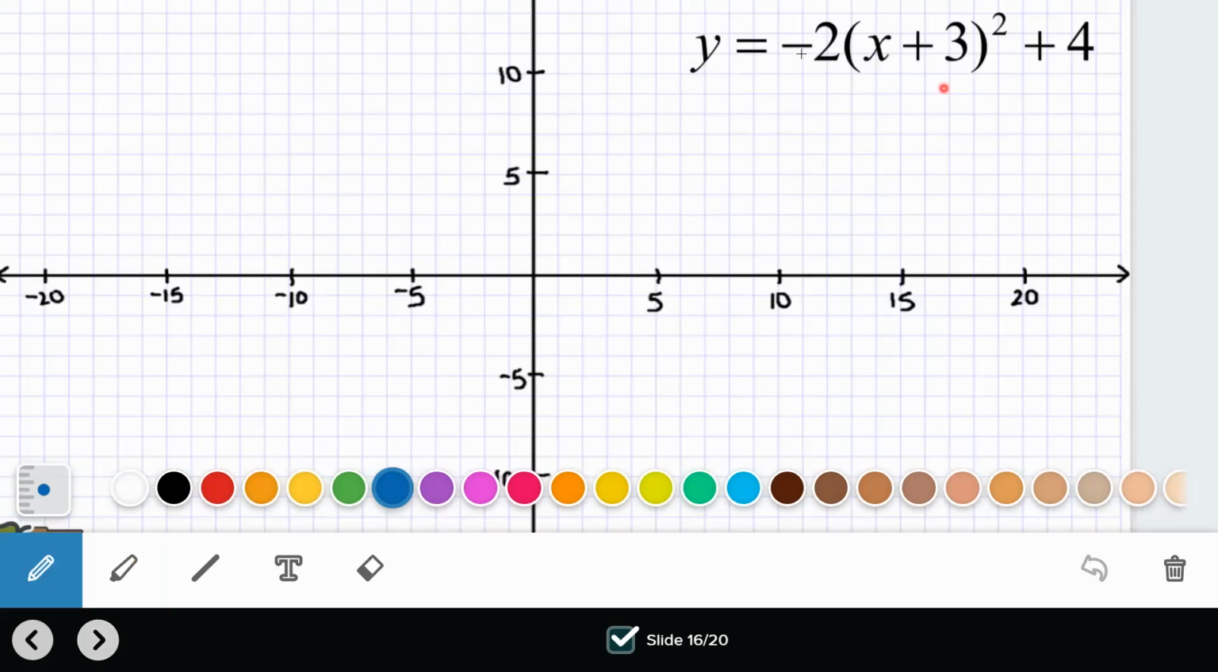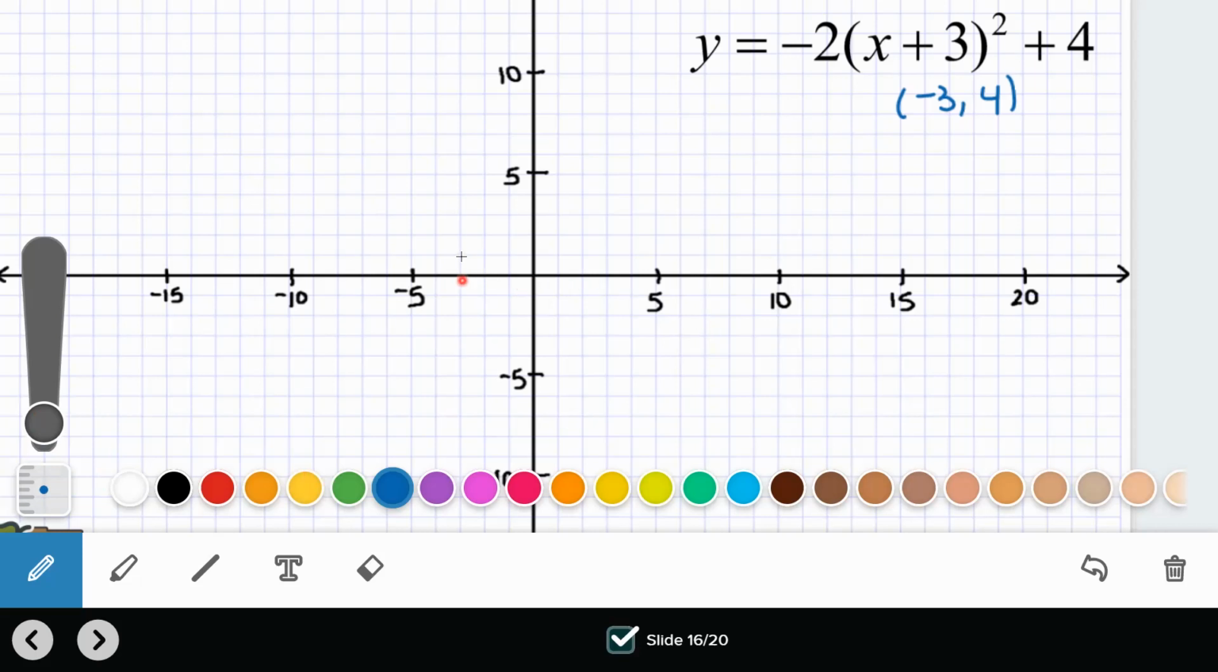This graph is a parabola. It's going to be an open down parabola with a stretch of -2. And my vertex is going to be at -3, 4. So that's where I'm going to start, is at -3, 4.